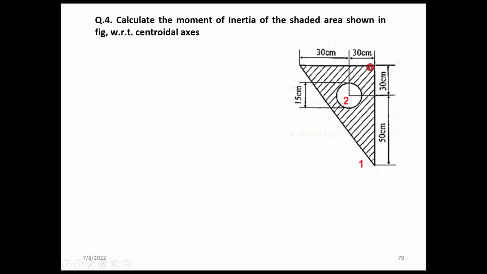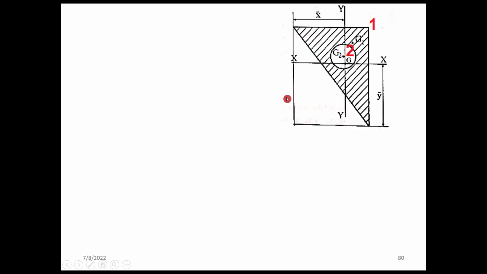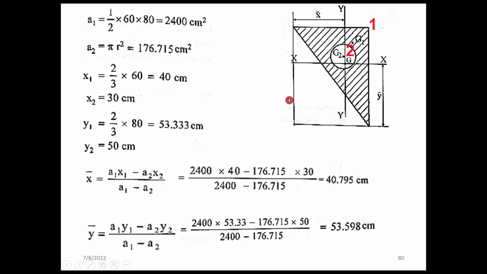The base width of the triangle is 60. The altitude is 30 plus 50, 80. And a cut of diameter 50 centimeter. The distances given, 30 and 30, are from both sides. So we are dividing it into two areas. Area 1 is the full triangle, and area 2 is a circle. Area 1 is half into 60 into 80, and area 2 is pi r square, the circle area.